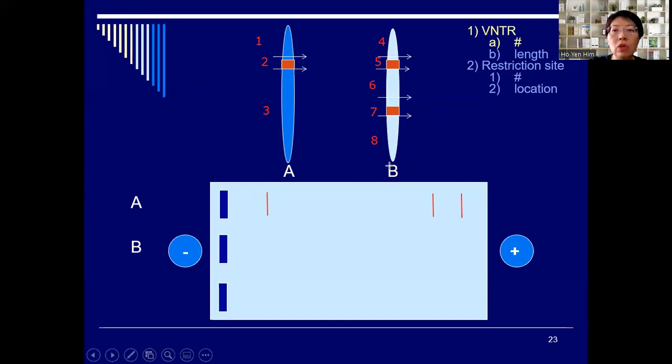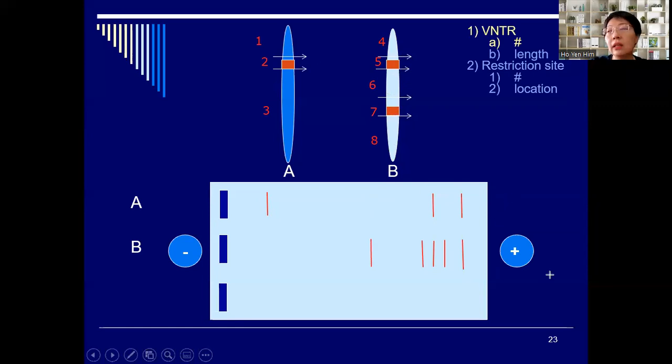For individual B, you've got a lot of bands. The shortest one is number 5, which is exactly the same as number 2, so it's located in the same location here. Then followed by number 7, which is shorter than number 1, so it will move faster than number 1 and be here. Then number 4 is the same size, so number 4 will be here. Then we have number 6, slightly longer than number 4 but very near. Number 8 is maybe here.